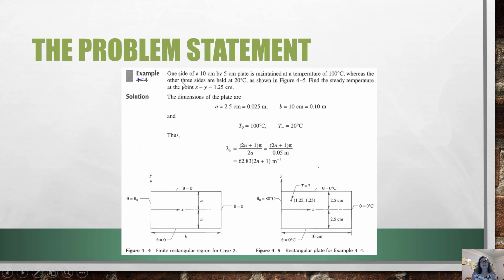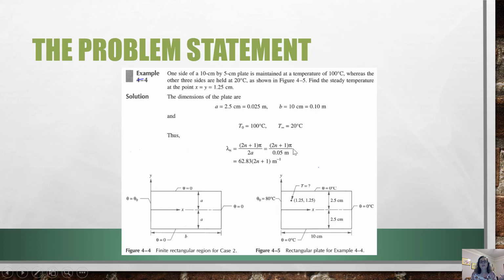And then they give an example where they have an object that is 10 centimeters by 5 centimeters, maintained at 100 on one side and the other sides are at 20 degrees. So the thetas are subtracting those, subtracting 20 from everything. So theta naught is 100 minus 20, so theta naught is 80. And theta on the other sides is 0, so 20 minus 20 is 0. So you see the theta naughts down here in this picture.